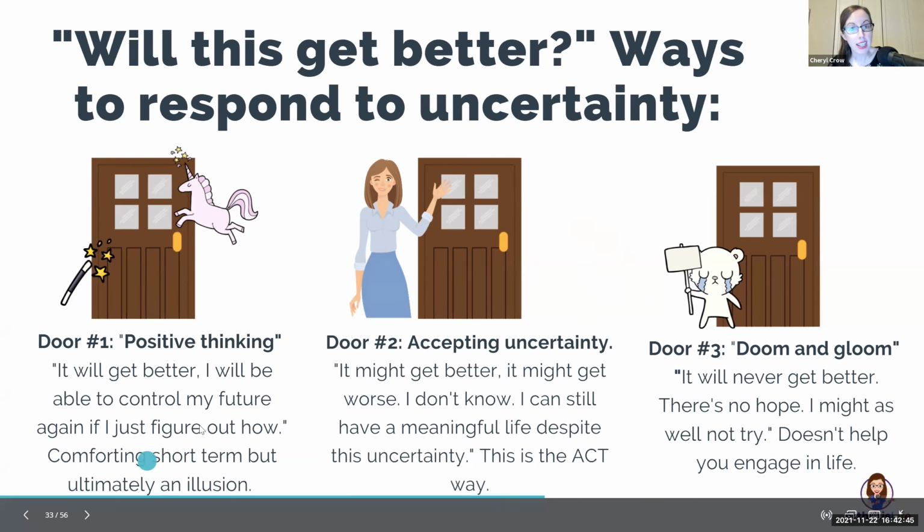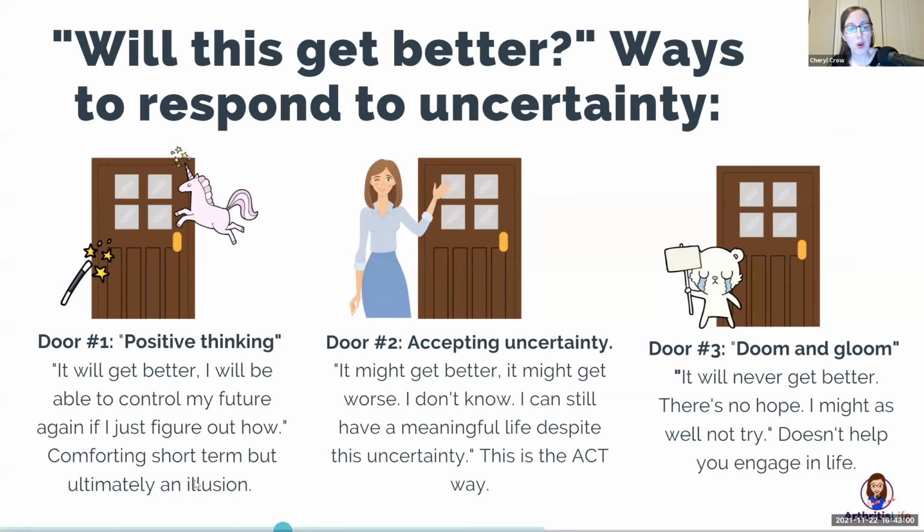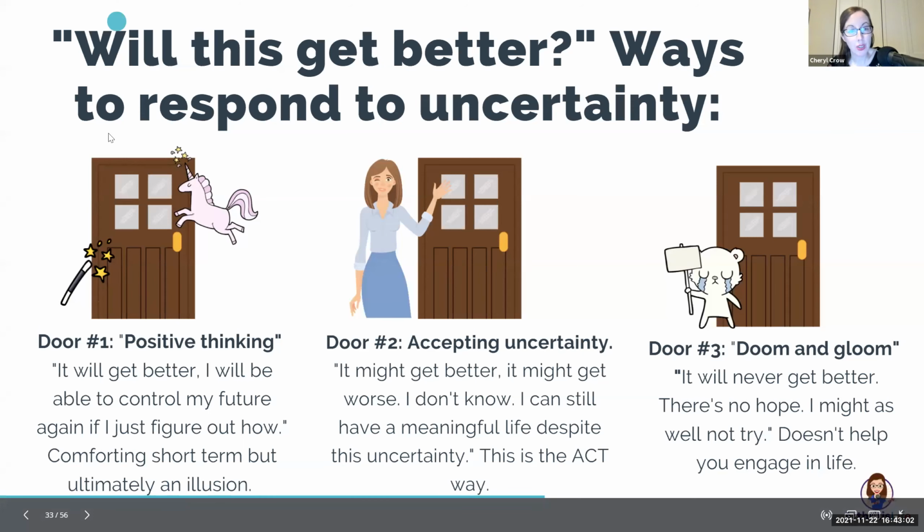There's positive thinking, like with the uncertainty about whether your condition will get better: it's going to get better, I'm going to learn how to control it if I just figure out how. And that is comforting to many. And if it works for you, first of all, if it works, it works. Do it. I'm not going to tell you not to do something that works. But long-term, it can be an illusion that's not helpful.